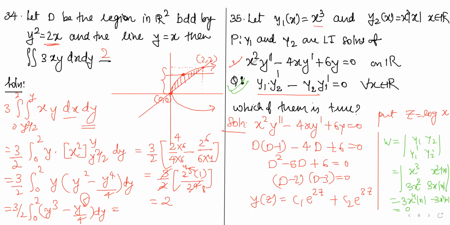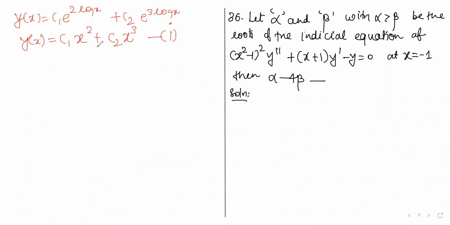Now I need to worry about statement P. What is statement P? It says y1 and y2 are two linearly independent solutions. Instead of x square, they have given mod x also included here. So are they linearly independent? We need to check. I'll consider two cases for this.